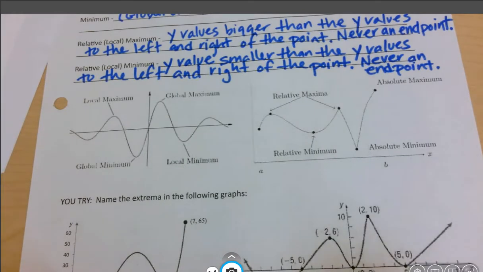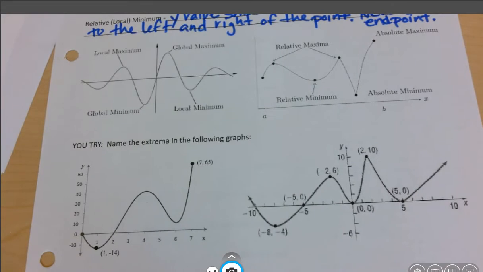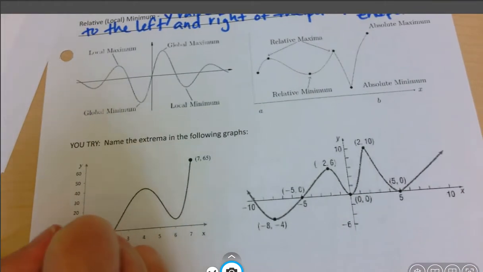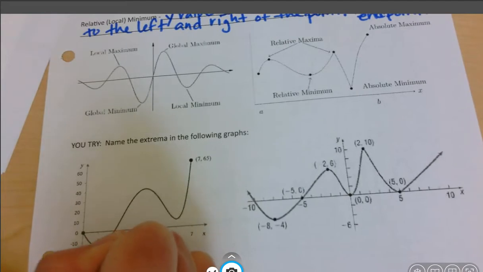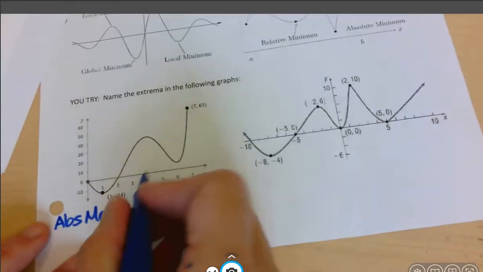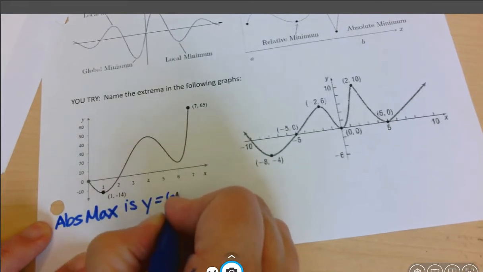All right, so let's take a look down here. What is our absolute maximum? What number? I heard it's 65. Anybody else think 65? 65, yes. Because remember, we're looking at the y value. So the absolute maximum, and I'm abbreviating, absolute maximum is 65. And I'm going to say it is y equals 65.